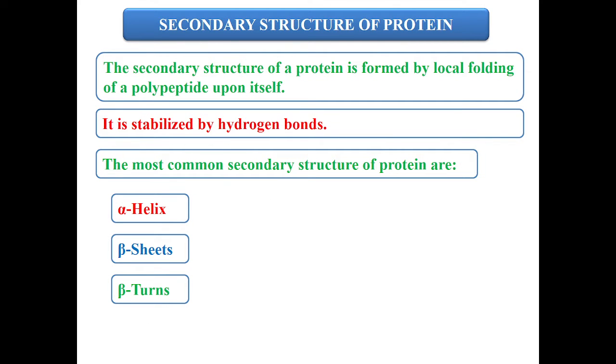Now the secondary structure of protein is formed by local folding of a polypeptide upon itself, right? So it is formed by local folding of polypeptide upon itself. Once a polypeptide folds upon itself, then there is formation of a secondary structure. This structure is mainly stabilized by the hydrogen bonds, which are a type of weak interactions. There are three most common secondary structures: alpha helix, beta sheets and beta turns.